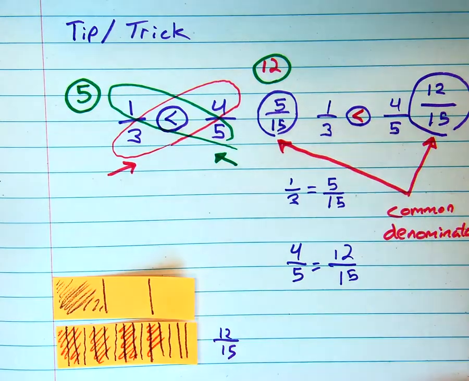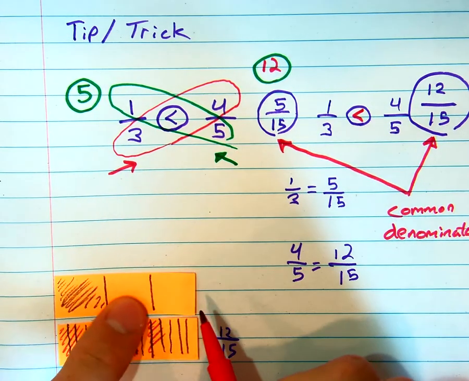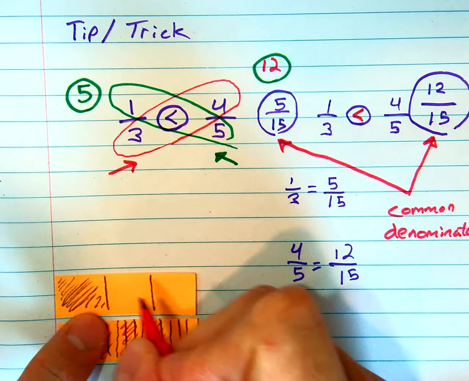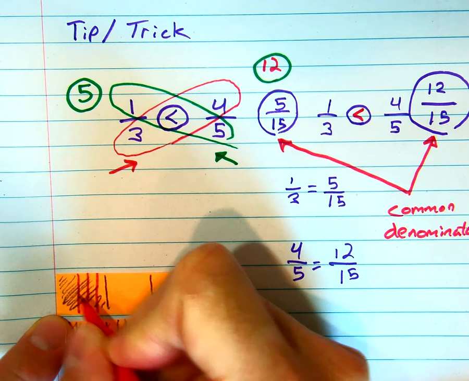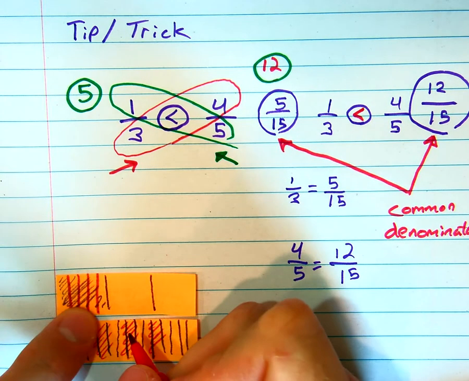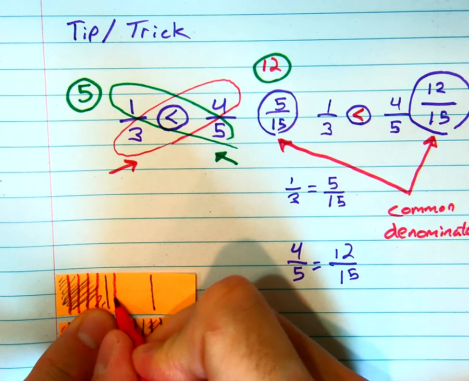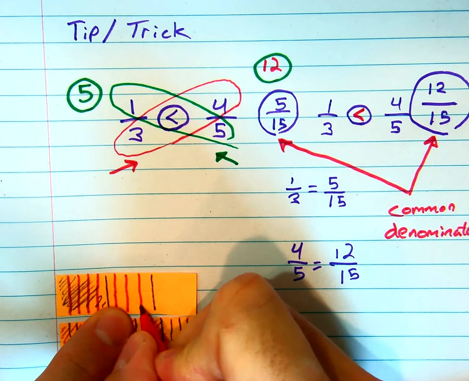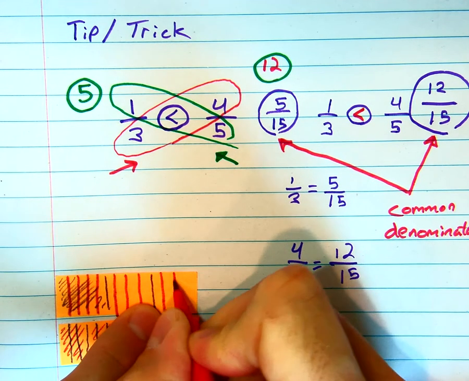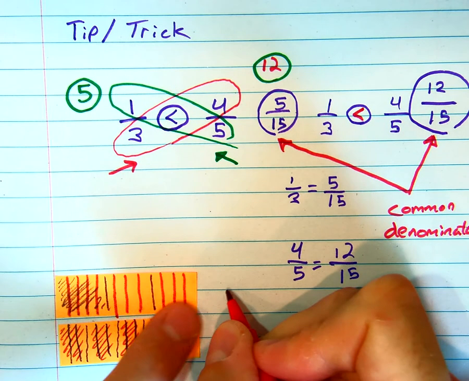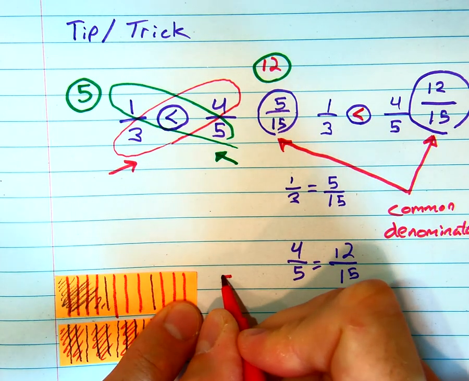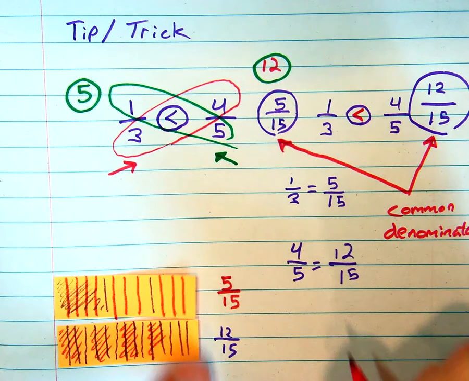And up here, I'm going to cut each one of these 3 pieces into 5 pieces, which is a little tricky, but I'm up to the challenge. 1, 2, 3, 4, 5. So now I have what is shaded is 5 out of 15, and I can compare.